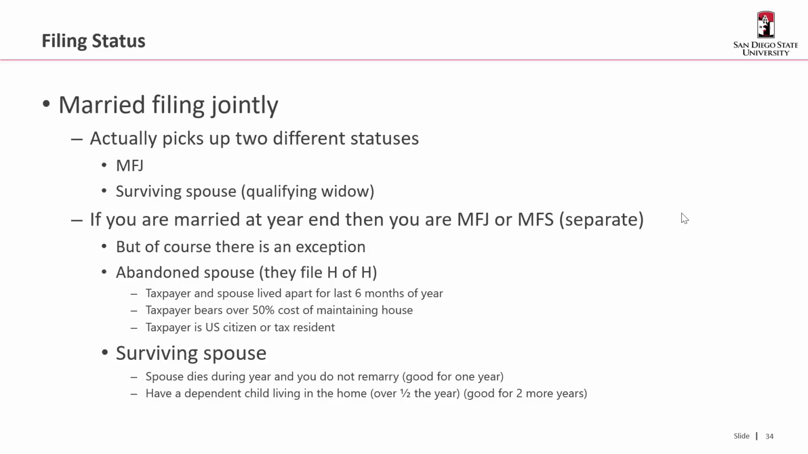The other way you get surviving spouse is if you have a dependent child living in your home. And again, that needs to happen for over half of the year. In which case, you can continue to file as married filing jointly for 2 more years. So think of that as my spouse dies in 2018. If I have dependent children living in my home, I can continue to file in 2019 and also in 2020. But after 2020, if I continue to have a dependent child living in my home, I'm going to shift to head of household and away from married filing jointly. So at most, it's only going to last for the 2 more years.